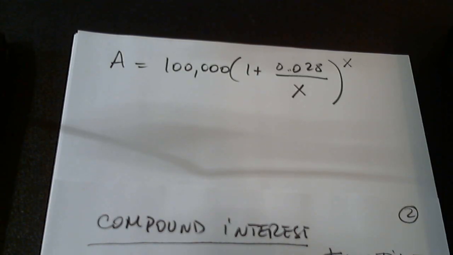Okay, so we have 100,000. We open parentheses. We have 1 plus 0.028 divided by x. Close the parenthesis. Caret for the power. I like to put parentheses for the power. Not all calculators require it. This software does not, but I am too old at this point to change my habit. It has to do with some calculators requiring it anyway.